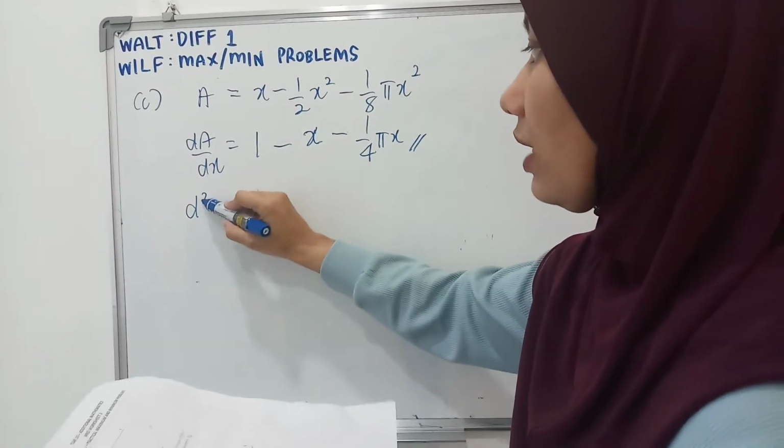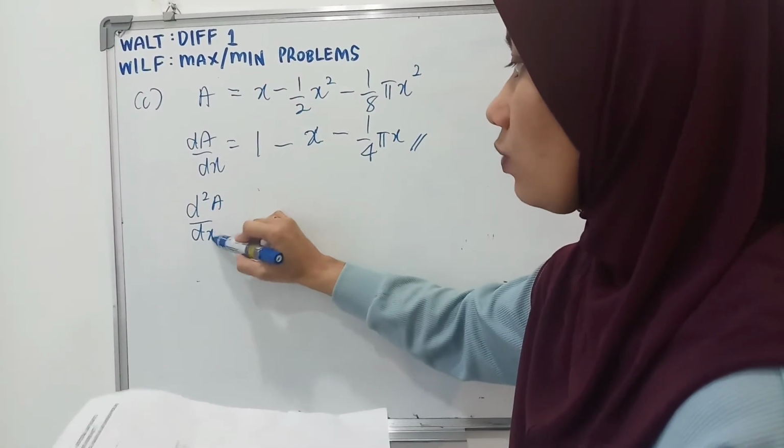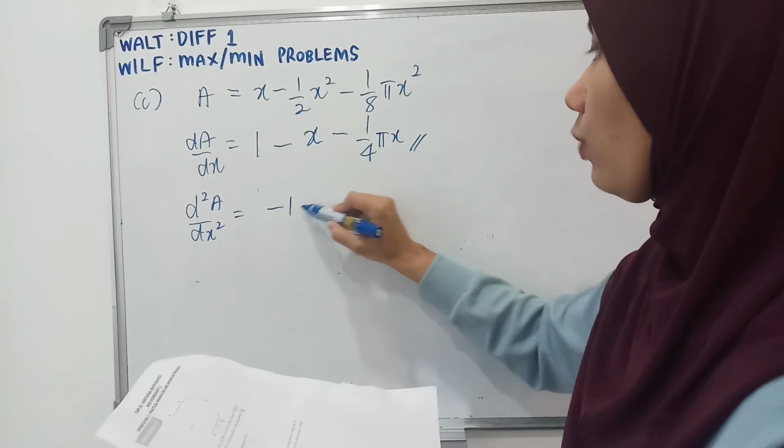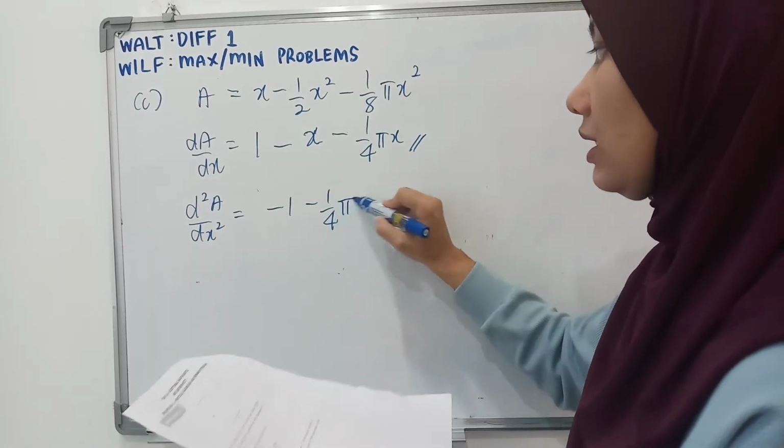Okay, second one, d squared A over dx squared, which is the second derivative, you will get negative 1 minus 1 over 4 pi. Settle. Okay?